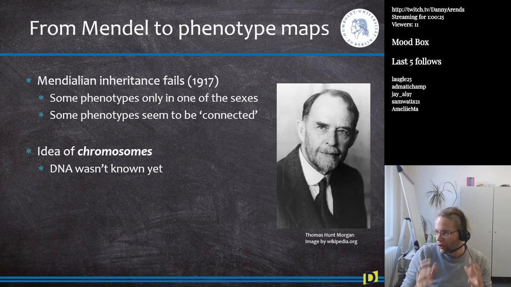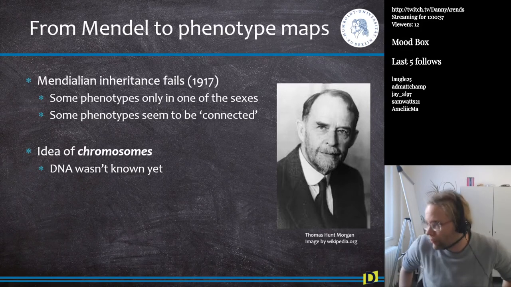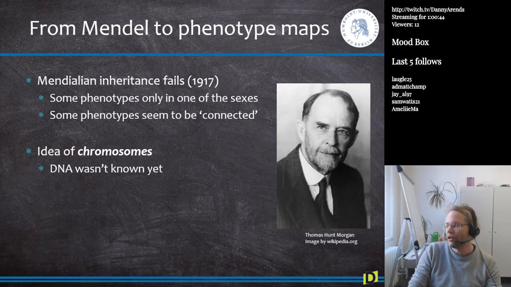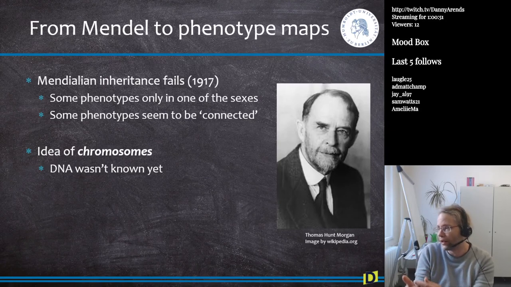So not only did he observe that some phenotypes seem to be only in one of the sexes, he also observed that some phenotypes seem to be connected together, right? Because if you take not just one phenotype, like the color of the plant, but four or five of them, then you start noticing that some phenotypes tend to occur more together than other phenotypes, like being red and having a wrinkly eye, or having red eyes and weird wings on Drosophila.